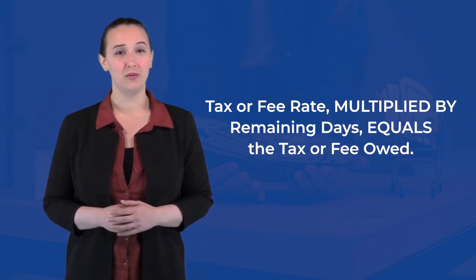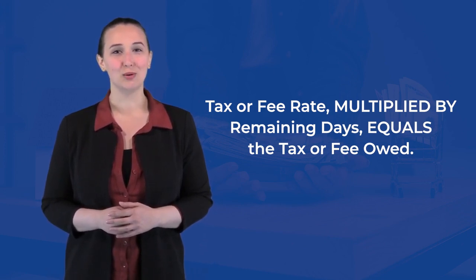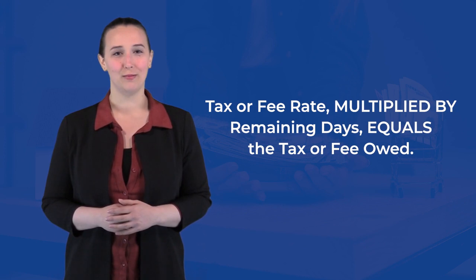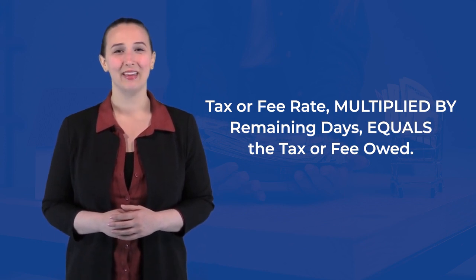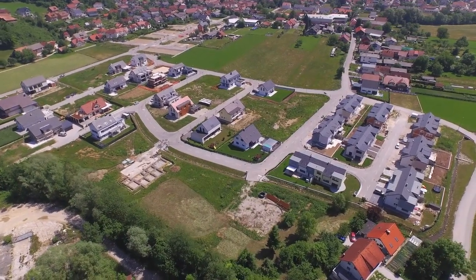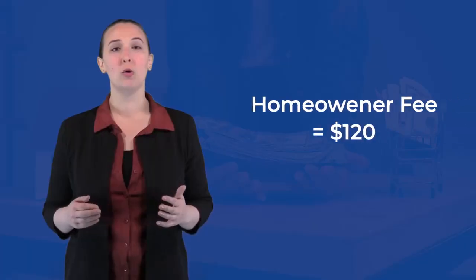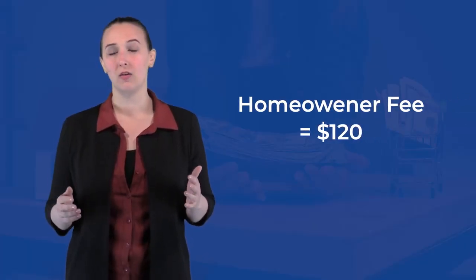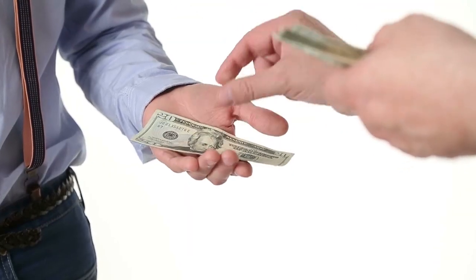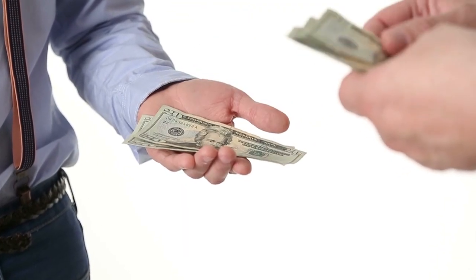There is a formula used to find these prorated costs. Tax, or fee rate, multiplied by remaining days equals the tax or fee owed. Here's an example. A house is sold on April 12th. The local homeowners association assesses a monthly homeowner fee of $120. Vera, the seller, paid the homeowner fee on April 1st.